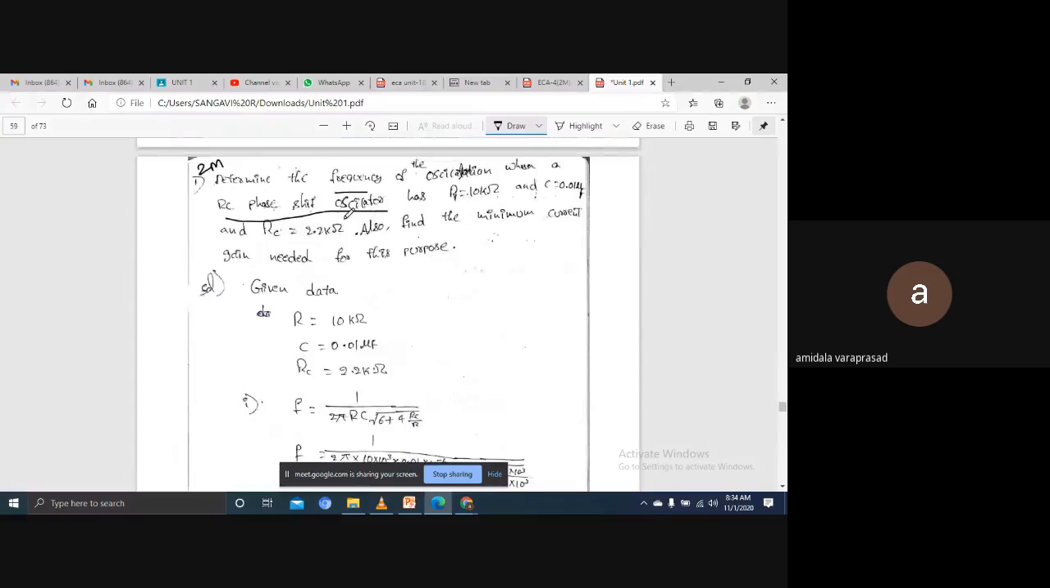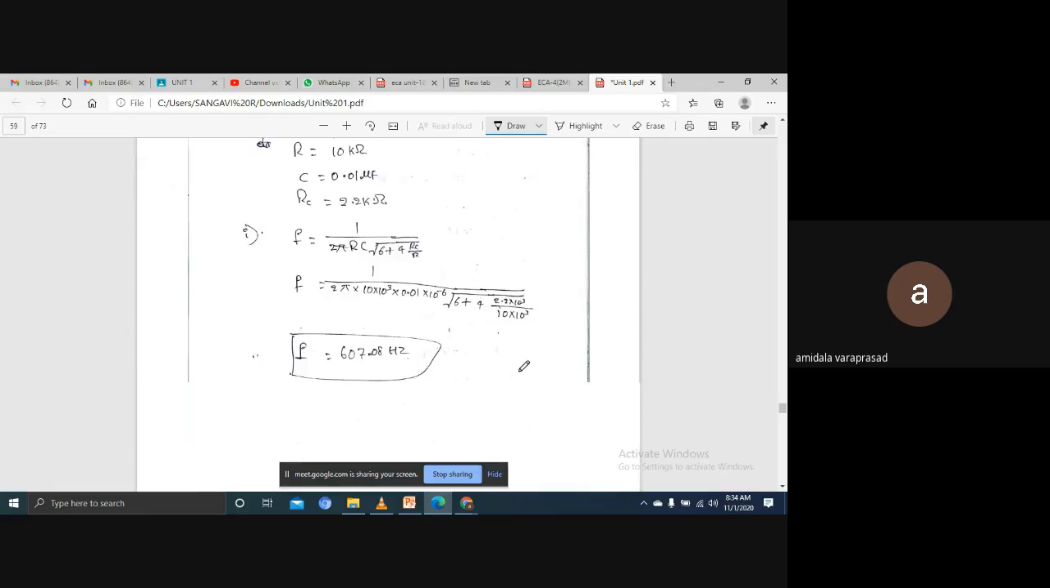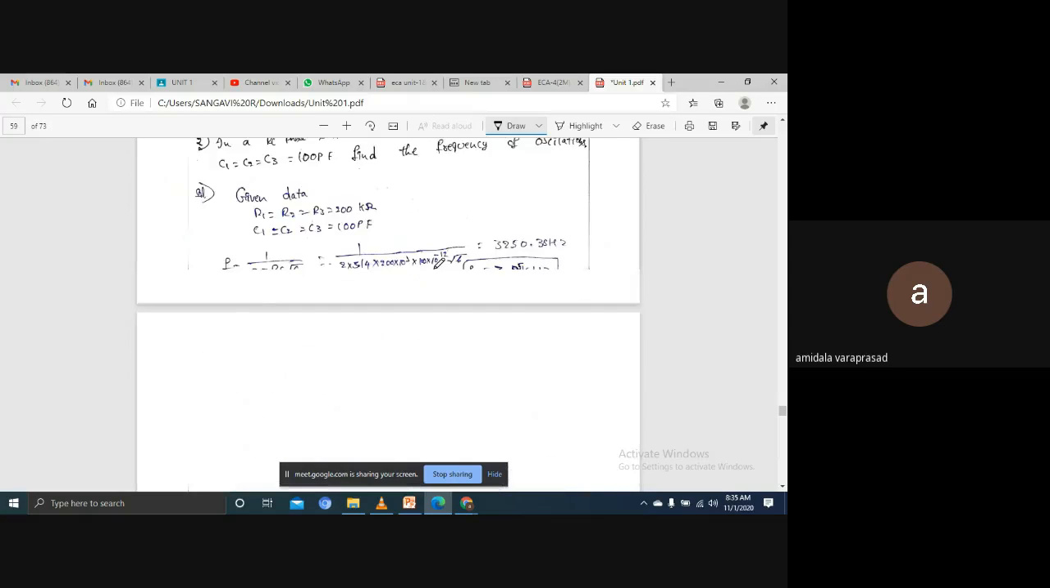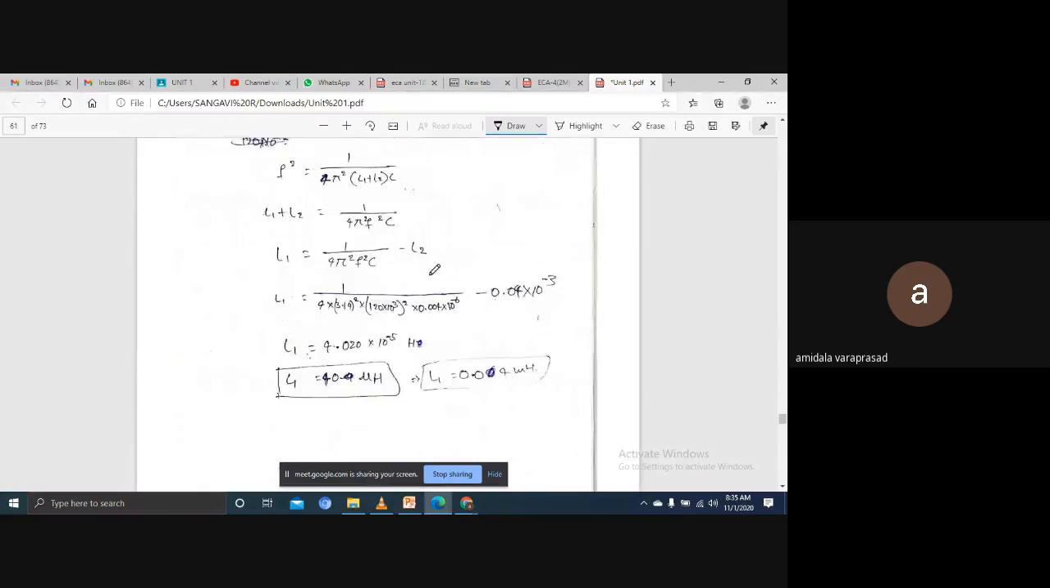They gave RC, right? If they give RC, what does it mean? It is definitely with the BJT, because we can get it in the equation root of 6 plus 4 into RC by R. Substitute and we can get this one, and HFE they asked. You can check the problem; these we all solved in the classroom.